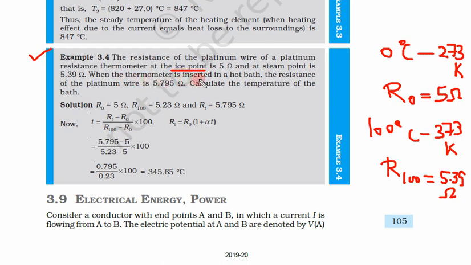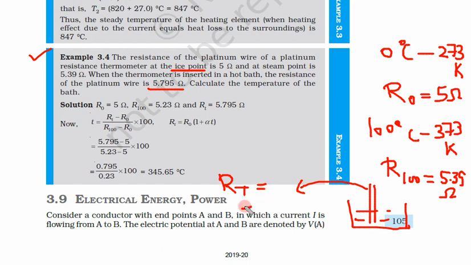When the thermometer is inserted in a hot bath, so now we have taken something hot, and we inserted this thermometer. Okay, the resistance of the platinum wire is 5.795. At that time the resistance at this T is equal to 5.795 ohm. So calculate the temperature of the bath. So we have to calculate what is the temperature here, T.